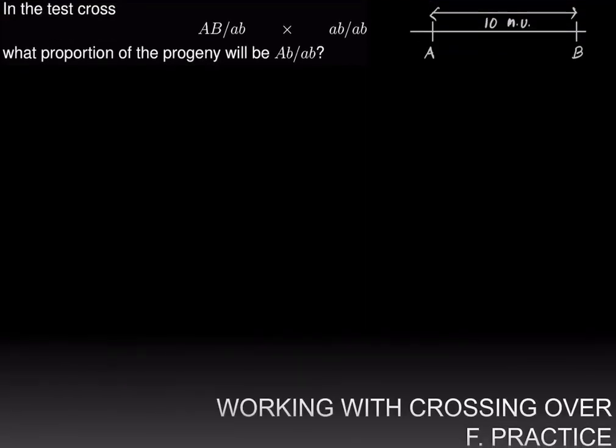Next, here is a problem for you to practice. It's the same two genes AB that are separated by 10 map units, and the cross is still the same. It's a test cross. However, you have to compute the proportion of the progeny who have the genotype big A, little b over little a, little b.